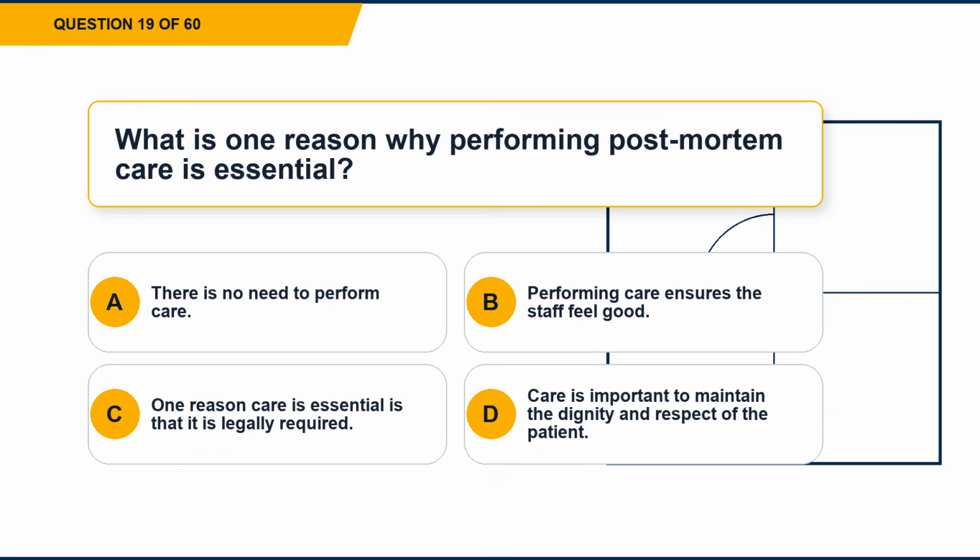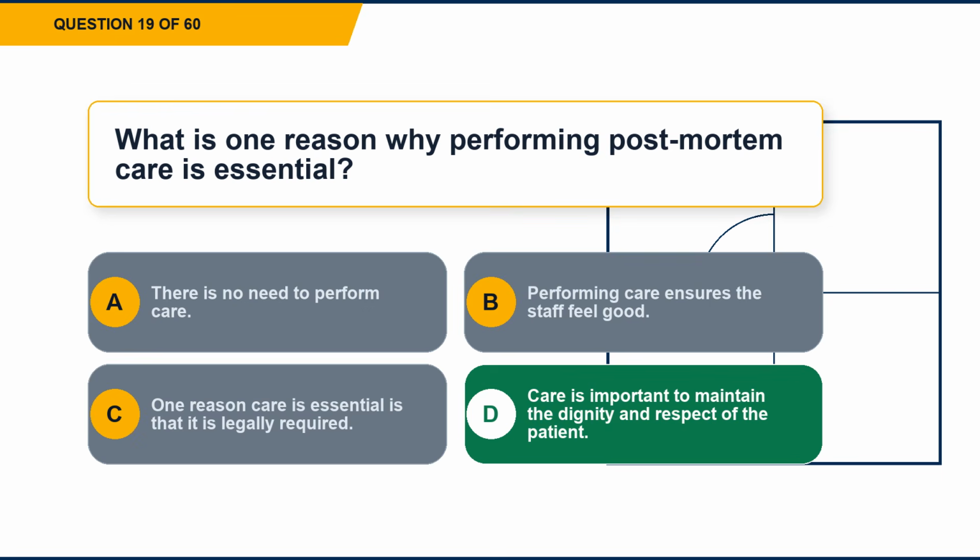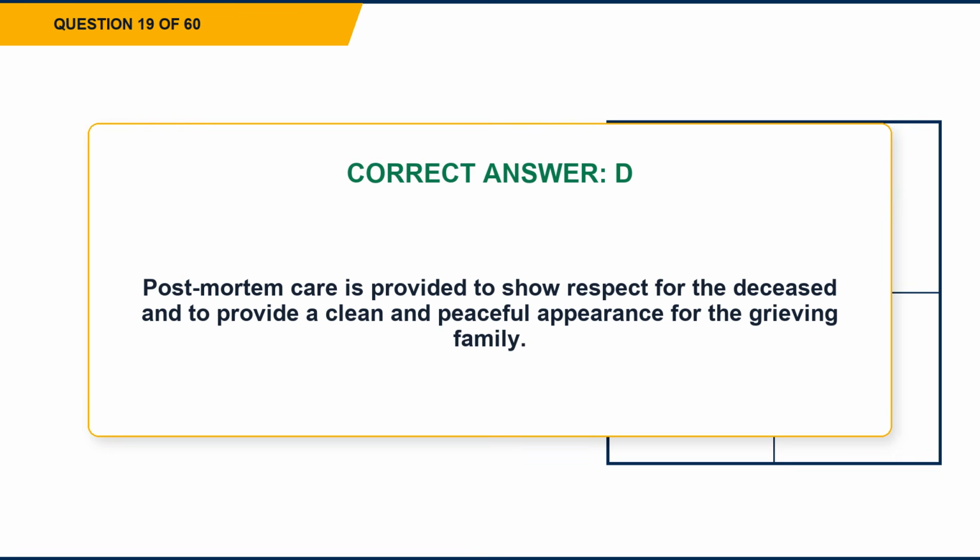Question 19. What is one reason why performing postmortem care is essential? Option A. There is no need to perform care. Option B. Performing care ensures the staff feel good. Option C. One reason care is essential is that it is legally required. Option D. Care is important to maintain the dignity and respect of the patient. The correct answer is option D. Care is important to maintain the dignity and respect of the patient. Explanation. Postmortem care is provided to show respect for the deceased and to provide a clean and peaceful appearance for the grieving family.